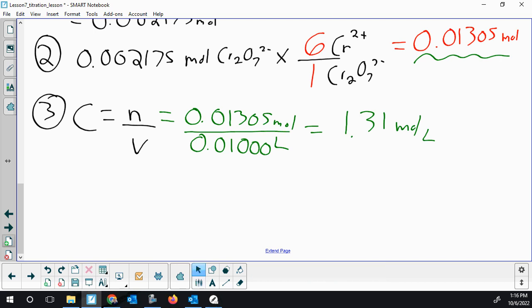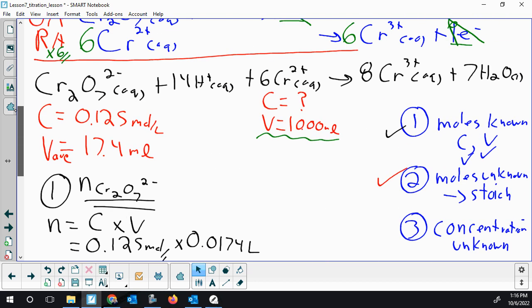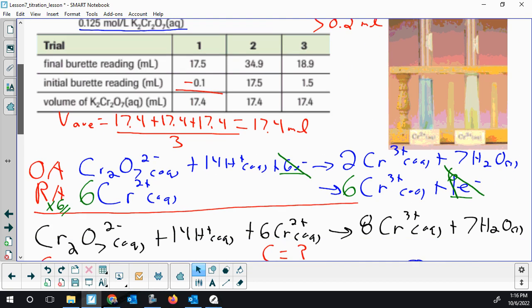Now, one thing I flew right through is, how did you know to stop? We've got all these volumes. I never mentioned an indicator. There's no color change mentioned here so far, but I do have a little diagram there. None of those acid-base indicators, phenolphthalein or bromothymol blue, are going to work. They're pH-based. This is OAs reacting with RAs, so they're not going to work.